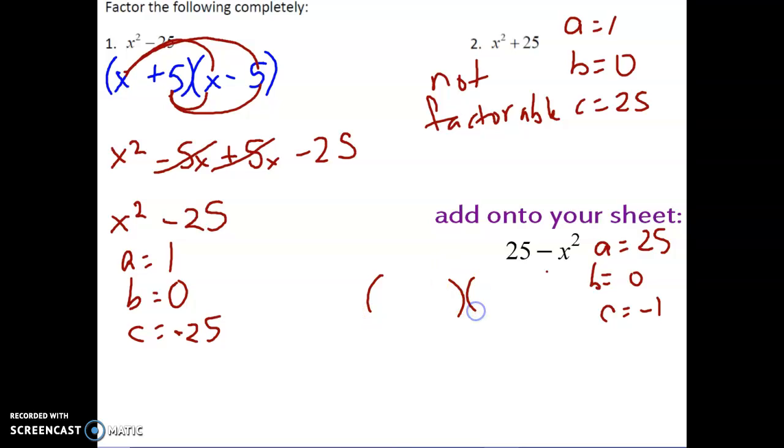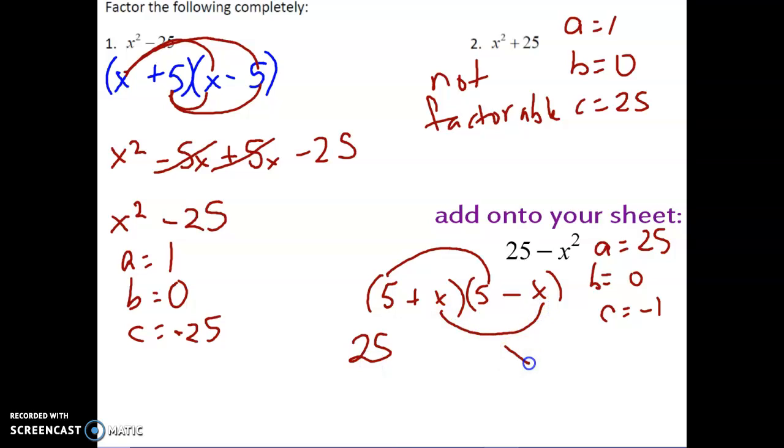I'm still going to put 2 sets of parentheses. The thing that squares to be 25 is going to go first. 5 times 5 is 25. The thing that squares to be x squared is going to go second, x times x, and my signs are going to be opposite one another. And if I FOIL this one out, you can see that when I do first times first, my 25 is going to be positive, and when I do last times last, my x squared is going to be negative.